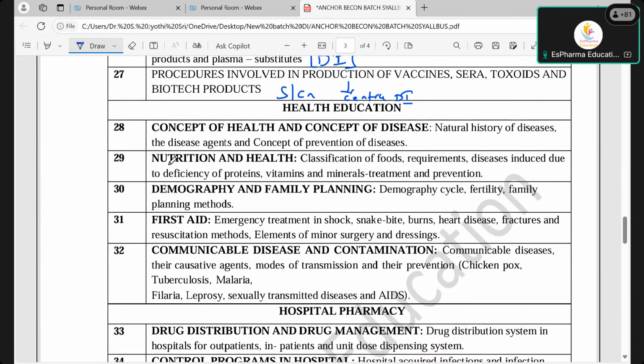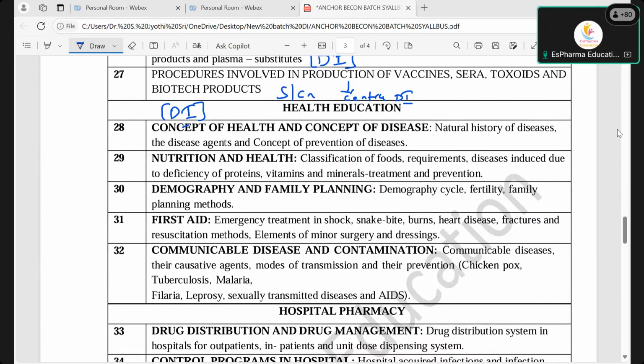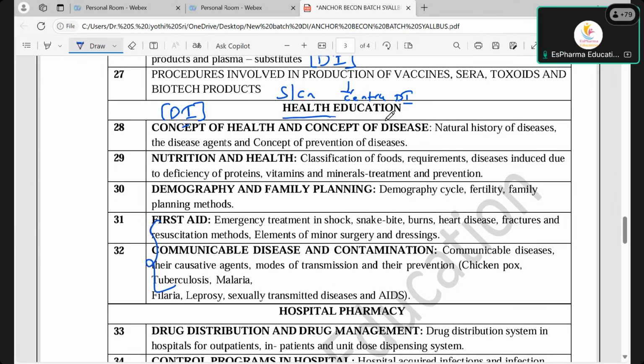Health education is not a drug inspector subject. Those who have written the 2023 DI paper, do you remember anything in that syllabus copy about health education? Few people were there who wrote the May 19th exam 2023. Do you remember? Only communicable diseases were there, right? But they will not mention a subject called health education. Yes, only 2 topics were there, first aid and communicable diseases, only these 2. Health education as a subject is only for pharmacist.